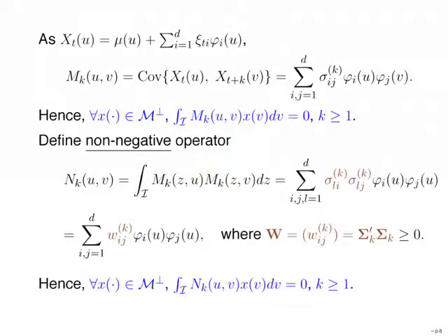Now, the trouble is this is not a non-negative definite operator, or non-negative definite matrix. Okay. So what do we do? We said, okay, this is an asymmetrical matrix. To make it symmetrical, we multiply Mk times Mk transpose. Then you end up with a non-negative definite matrix.